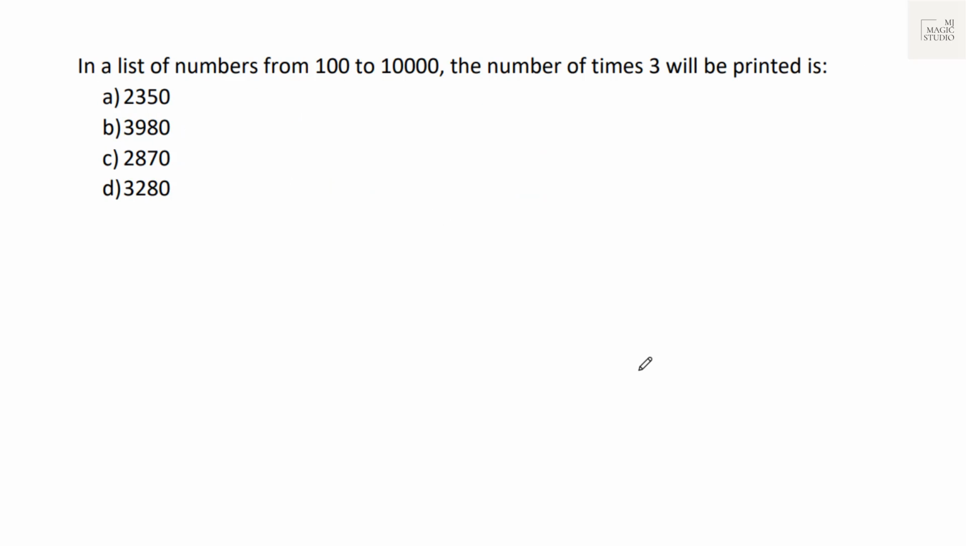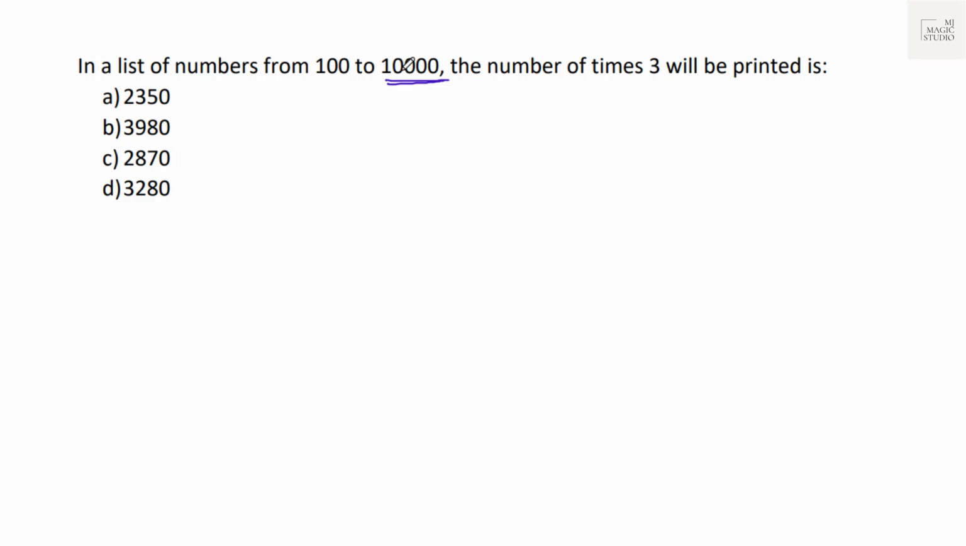Now such a good question, a wonderful question on digit counting from number system. In a list of numbers from 100 to 10,000, the number of times 3 will be printed is. And in a nutshell, I'll try to explain to you the shortcut of counting the number of digits in our decimal number system, that is base 10. Just forget this 100. This is the 5-digit number, 1, 2, 3, 4, 5. Leave it. This is the smallest 5-digit number.